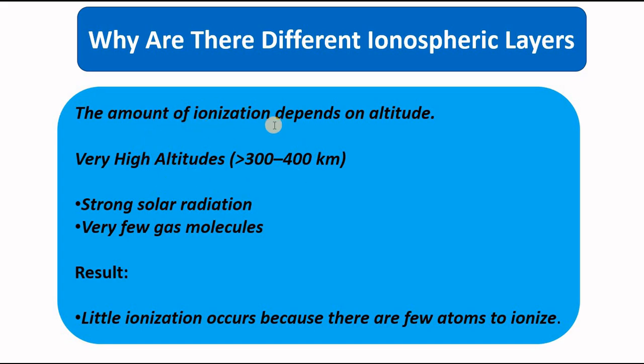So here the amount of ionization first depends mainly on the altitude. At very high altitude, that is 300 to 400 kilometers and beyond, the solar radiation is very strong, but very few gas molecules are there. Even if the solar radiation is strong, the amount of gas molecules present is very less. So as a result, little ionization takes place.